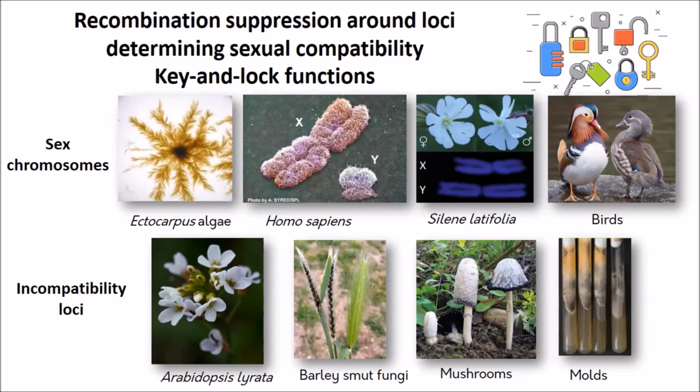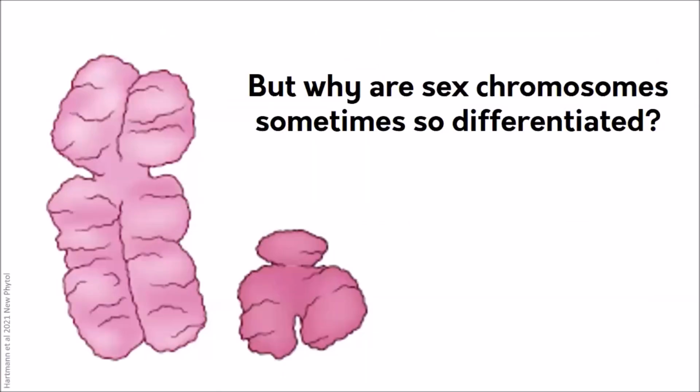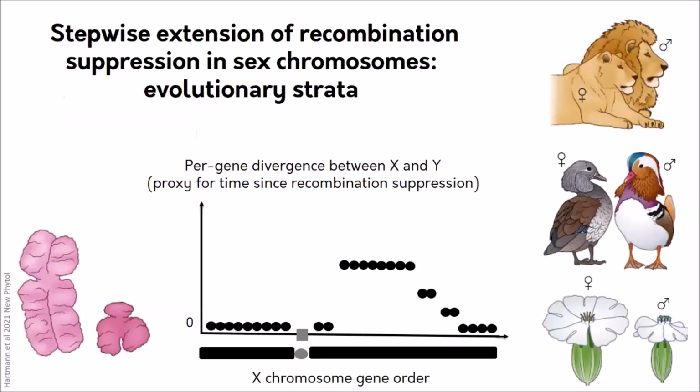But what is more puzzling is why sex chromosomes are sometimes so differentiated. If you need recombination suppression just at the sex-determining gene, we understand why, but why has recombination been suppressed across the whole X and Y chromosome? And this is still debated. One part of the answer is that recombination suppression extended progressively with time. Initially there was recombination suppression just around the sex-determining genes, but it extended with time.